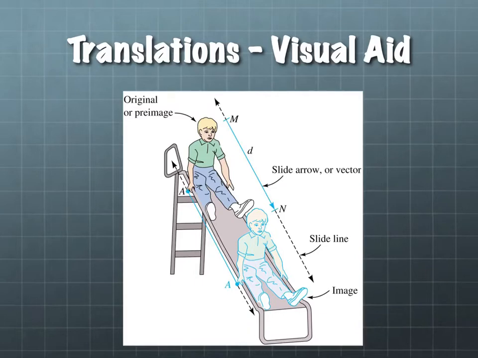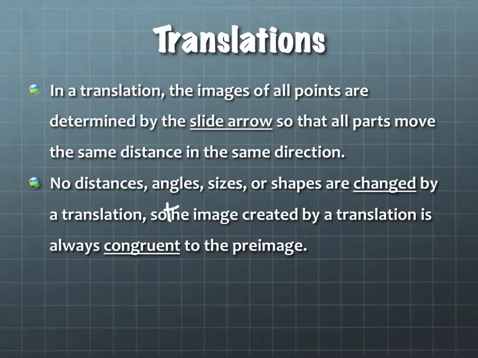All right, a few more things about translations. In a translation, the images, the resulting figures of all points, are determined by the slide arrows. I'll show you an example later. So that all parts move the same distance in the same direction. No distances, angles, sizes, or shapes are changed by a translation. So the image created by a translation is always congruent to the pre-image.